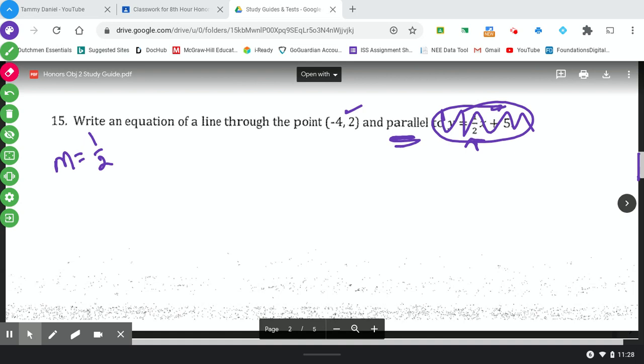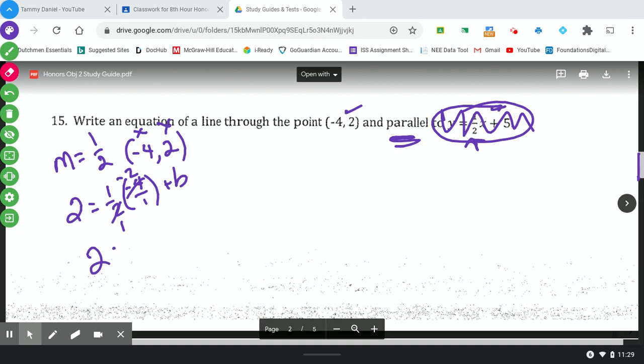And now we have the slope and a point, negative 4 and 2, and we have the exact same setup as we did earlier in the worksheet. We have m, we have a point. So this is our x, this is our y. Plug it in. So we have 2 equals 1/2, it's our m, times negative 4 over 1 plus b. So 2 and 4 can cross cancel. That becomes 1, that becomes a negative 2. So 2 equals negative 2 plus b. Add 2 to both sides, and we get b is 4.